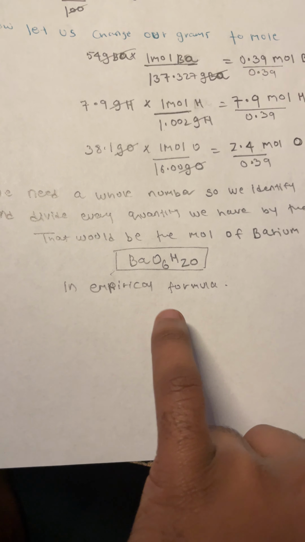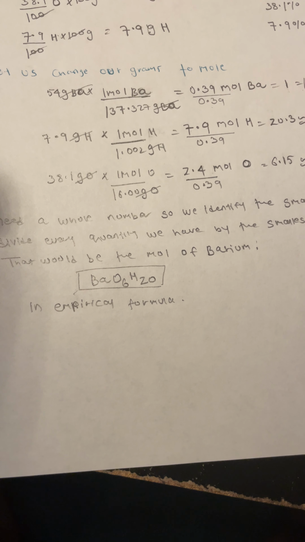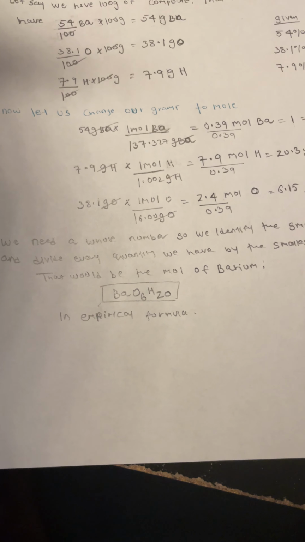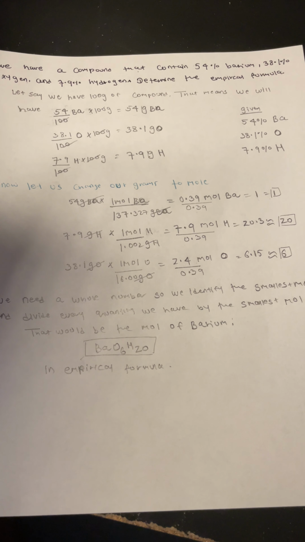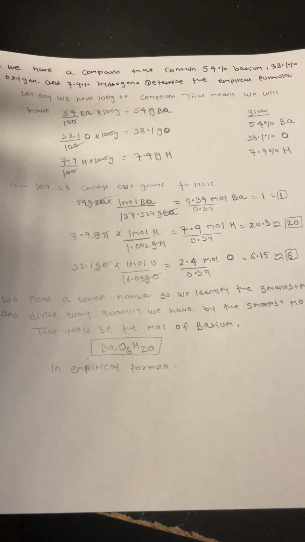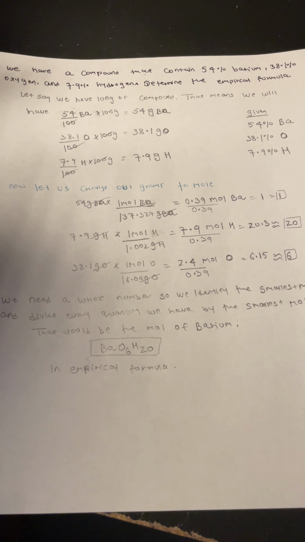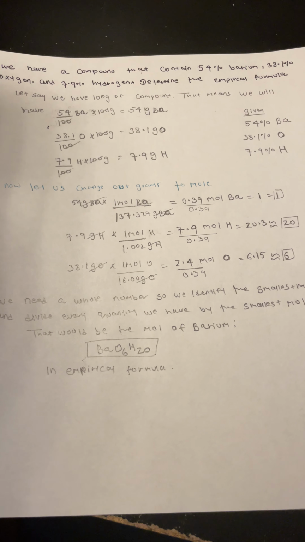And this would be our equation, BaO6H20. That would be our empirical formula for 54% of barium, 38.1% of oxygen, and 7.9% of hydrogen.